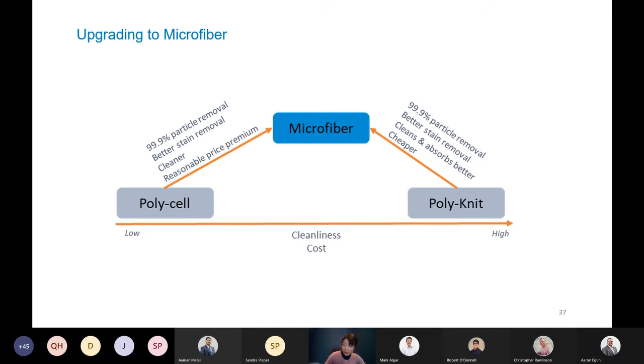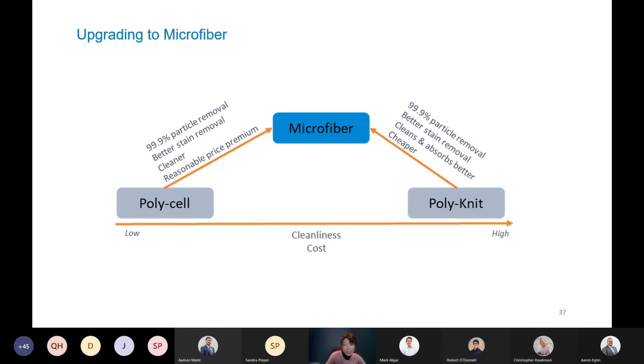Polyknit is very, very clean. It's probably the cleanest substrate right now for clean room, right? But it's a little costly compared to microfiber. It does not have the 99.9% particle removal. And then stain removal, again, you saw the picture, right? It's not as good as microfiber.